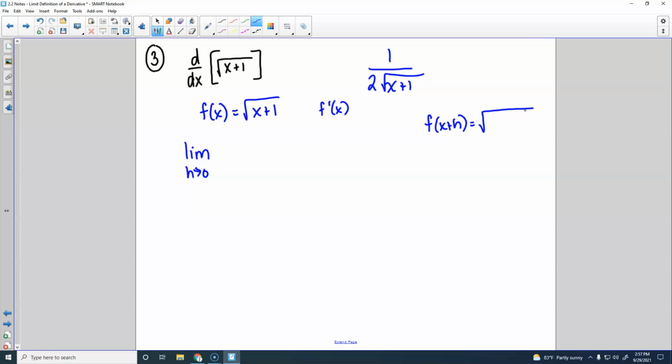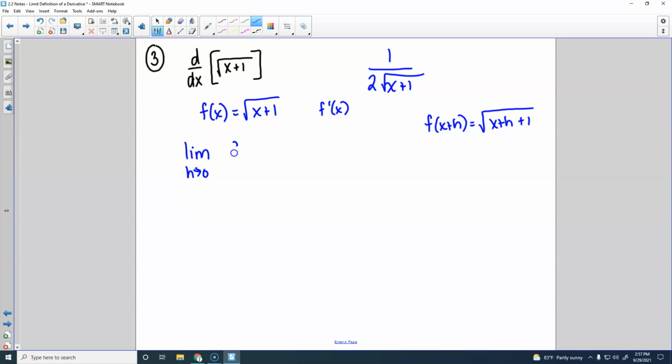H always approaches 0 if you're using this formula, because the distance between the 2 points is that green line. We want it to get smaller and smaller and smaller. Alright, so if I take x plus h and plug it into that equation, I would have x plus h plus 1.